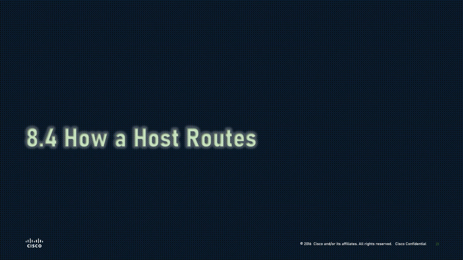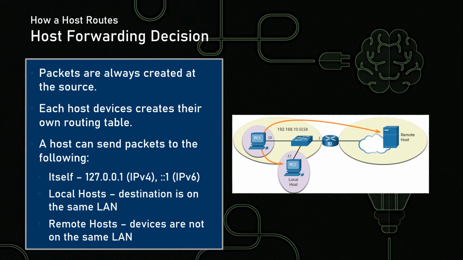So let's look at how a host routes a particular data packet. Packets are always created at a source. Makes sense, right? Host devices then create their own routing table, and a host can send packets to the following items. Either itself, using the loopback address 127.0.0.1, or ::1 in IPv6, which is all zeros except for the 1. Local hosts, this is where the destination is on the same LAN, or remote hosts, which is where they're not in the same LAN. So rather than categorizing things into a very narrow set of things, we're doing a very broad set.